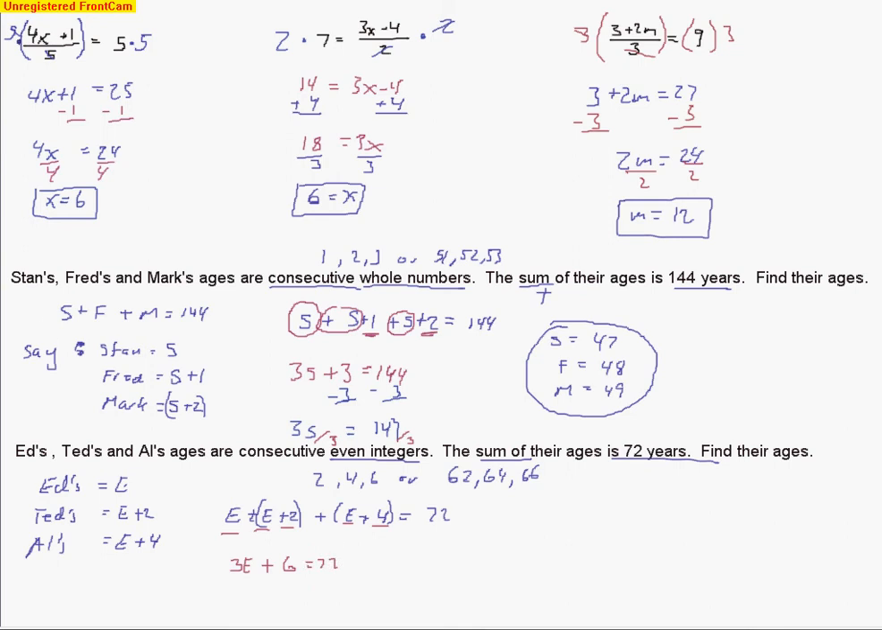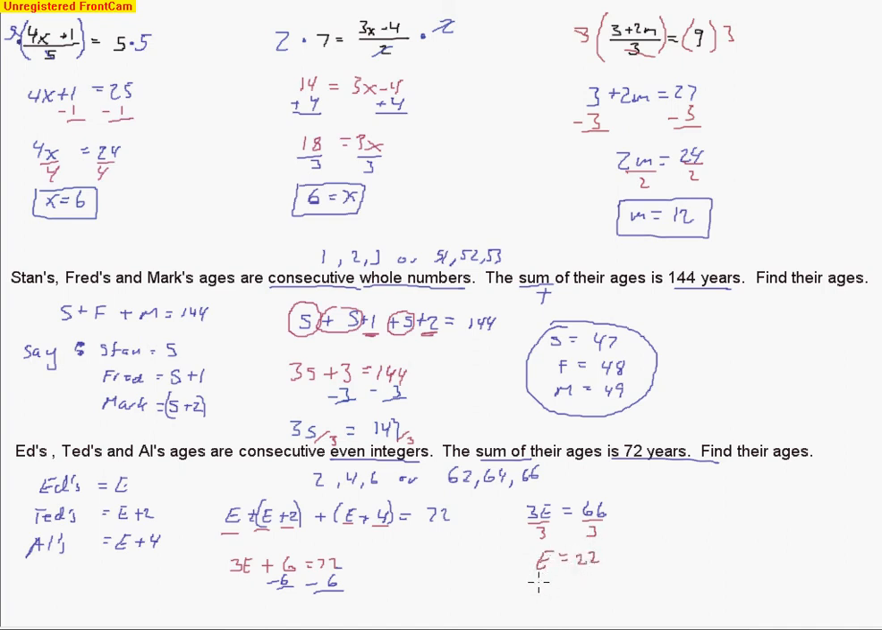And so from that point, what we're going to do is just opposite operations like we've done before. So subtract the 6 from all sides, subtract it from that 72. That leaves us with 3e equals, and that leaves us with a 66. And so from this point, we're ready to solve once more. So we're going to divide by 3 on both sides. And so Ed is going to end up being 22 years.